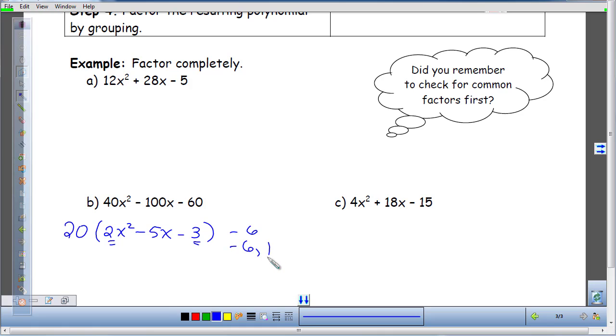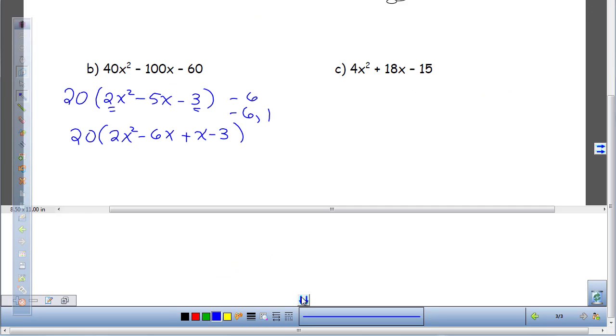-6 and 1. Okay, that gives us a product of -6, and when we add them together, that gives us negative. Be careful about that one because it looks like that would work, but it doesn't. So we get that 2x squared, I'm going to put minus 6x first, plus x minus 3. If I put the -6x first, then I won't have to worry about factoring that out.